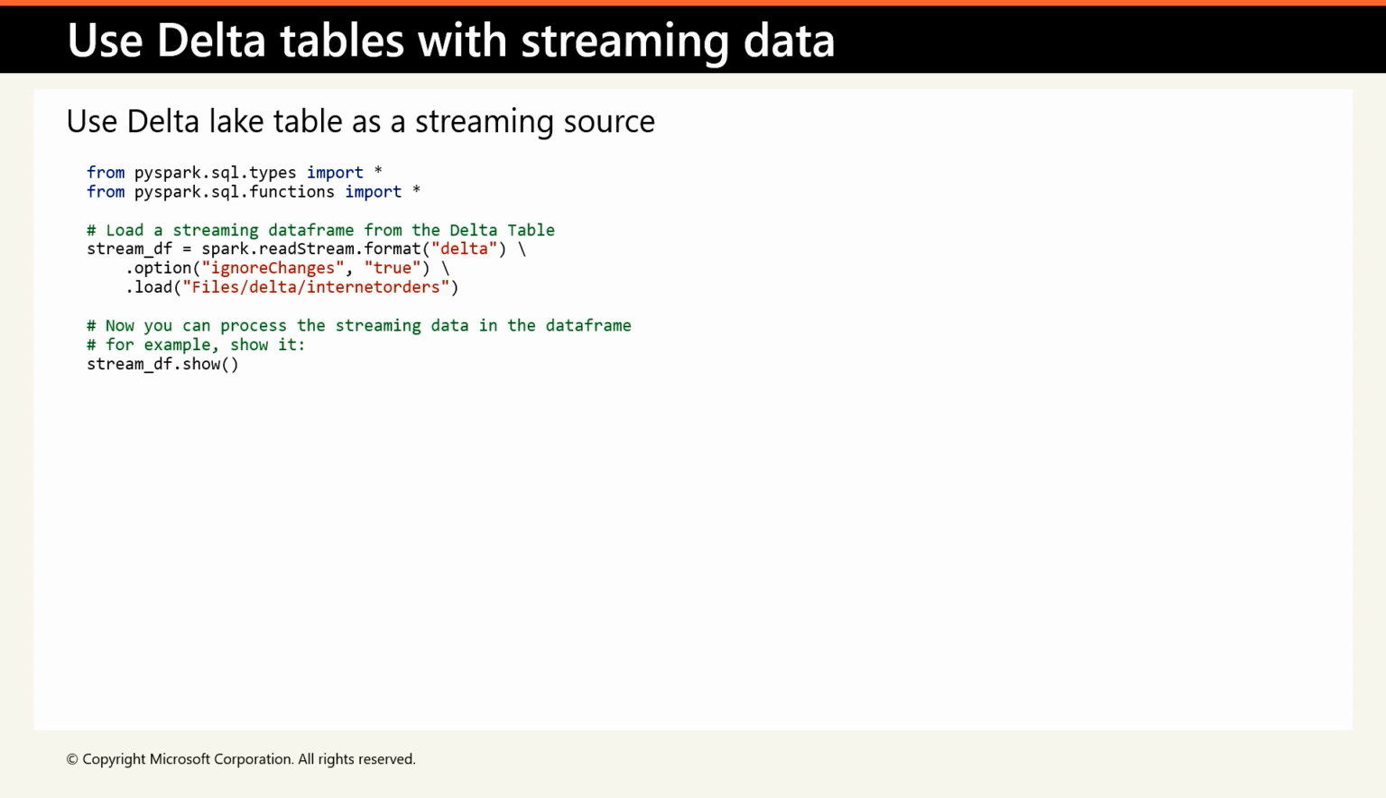Or you could read a Delta table as a streaming source, enabling you to constantly report new data as it's added to the table. In the following PySpark example, a Delta table is used to store details of internet sales orders. A stream is created using the read stream method that reads data from the table folder as new data is appended. After reading the data from the Delta table into the streaming data frame, you can use the Spark Structured Streaming API to process it.